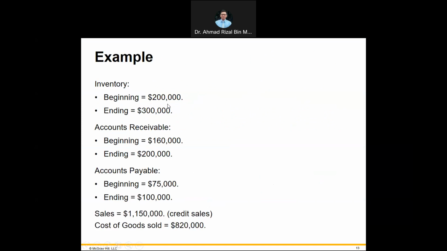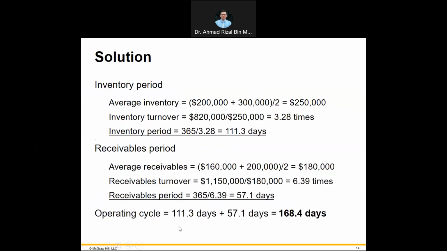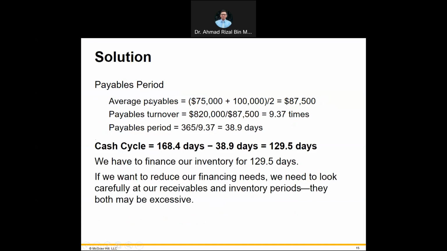Now let's go through an example. Say you have a beginning inventory of 200K and ending of 300K. These figures are for accounts receivable, and these figures are for accounts payable. We have 1.15 million sales for the current year, and we assume that the whole sales figure are credit sales, and cost of goods sold stands at 820,000. For the inventory period and receivable period, you have done this, so there shouldn't be any problem. After finding the two, you add them both to get the operating cycle of 168.4 days. Now, for the payables period, you calculate the average payables, and before calculating the payables turnover of 9.37 times, your payables period is 38.9 days.